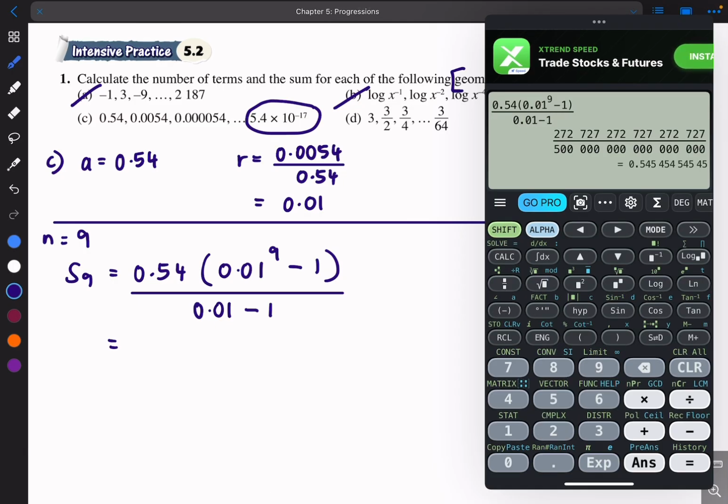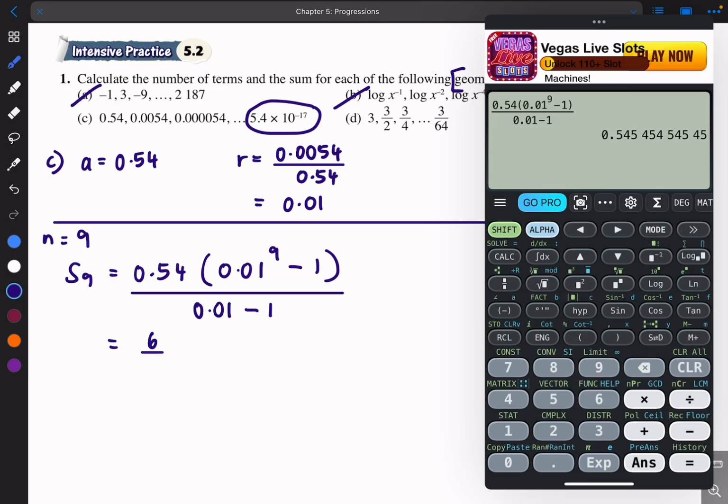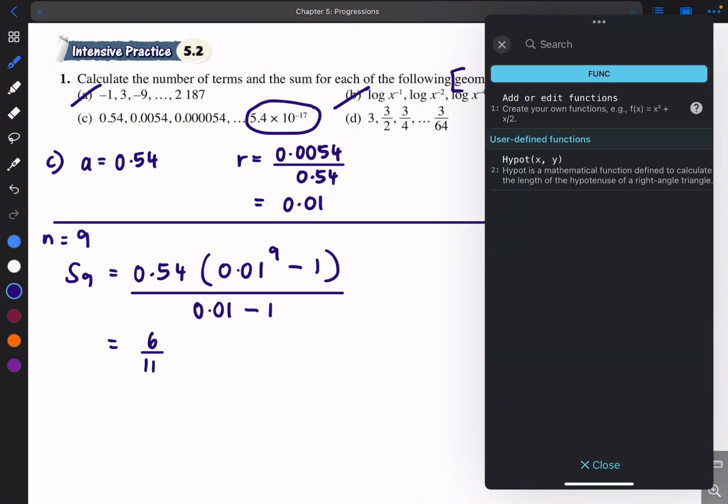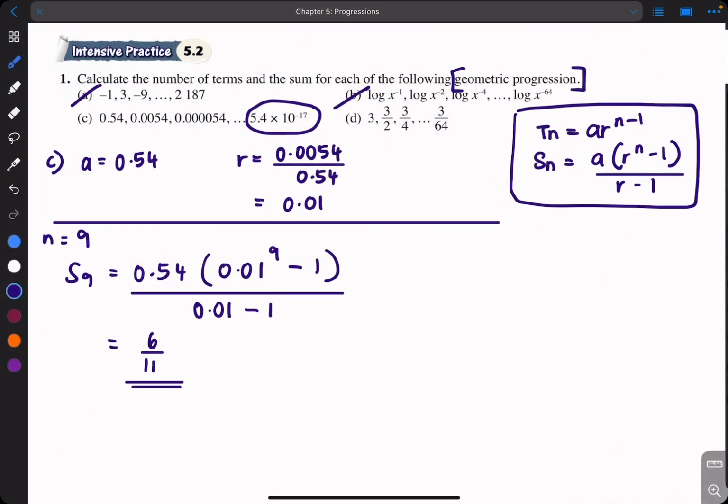Can we change this to a fraction? Can't seem to find fractions, but this, I don't know why my calculator is not showing, but basically this will be 6 over 11. Something wrong. Yeah, 6 over 11 is the same answer. Okay, you should get 6 over 11 in your calculator. I think the white one should give you 6 over 11. Done. So this is the sum of the first 9 terms. All right.